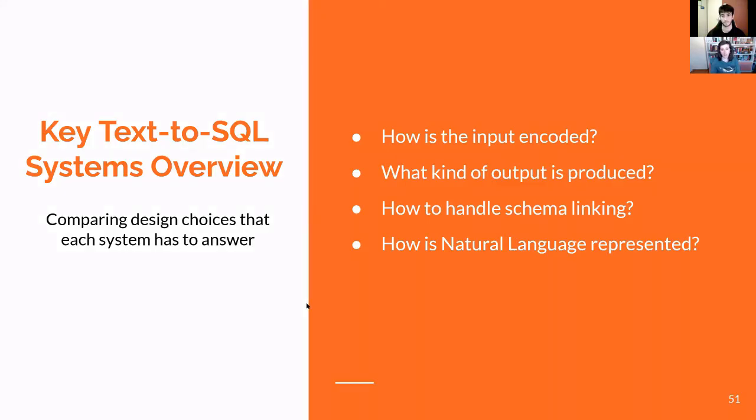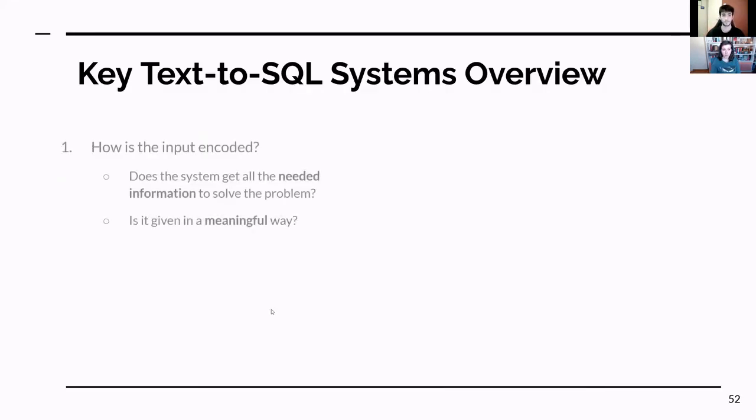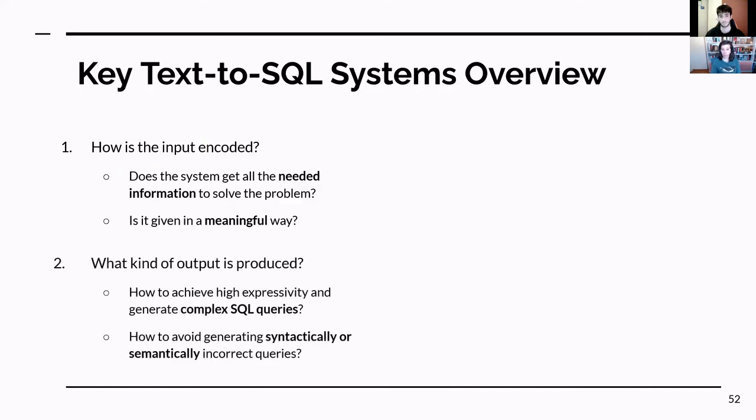Now let's see what are the main design choices that each of these systems have to address. The first one is, of course, how the input is encoded. For example, does a system get all the information needed to solve the problem at once? And in what form is this information given so that it can be used in the best way possible? The second question is what kind of output is produced, and that essentially determines what type of SQL queries we can understand, whether they will always be syntactically correct, whether we can avoid semantically incorrect queries.